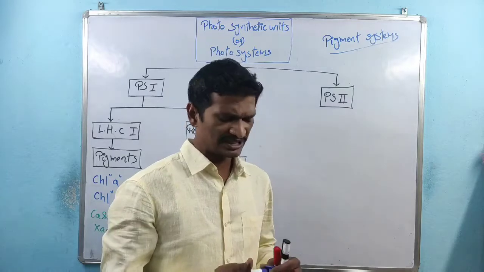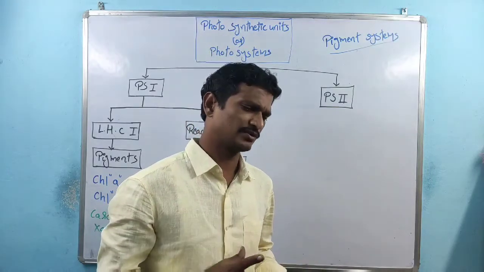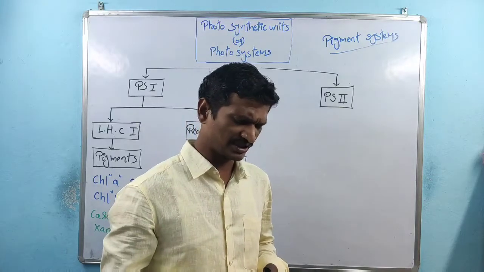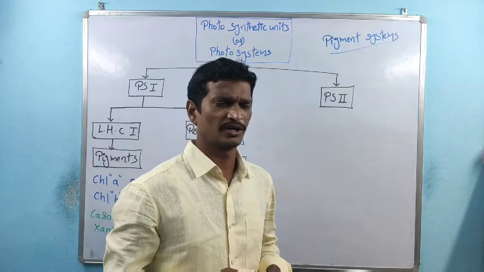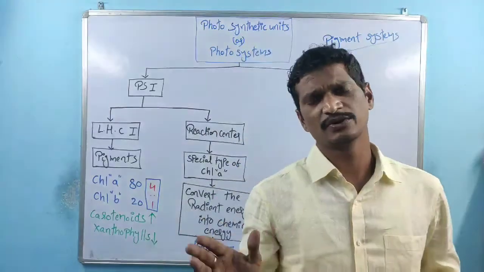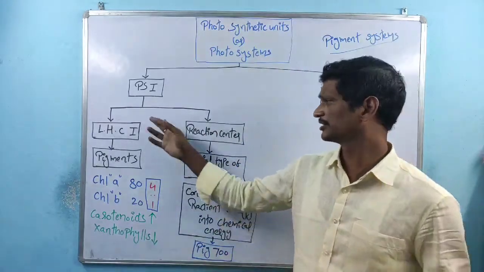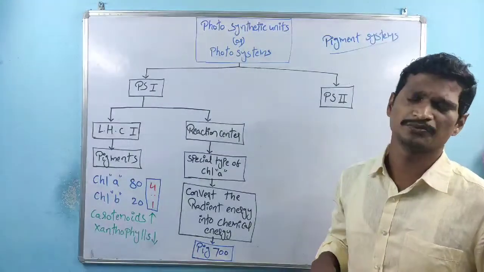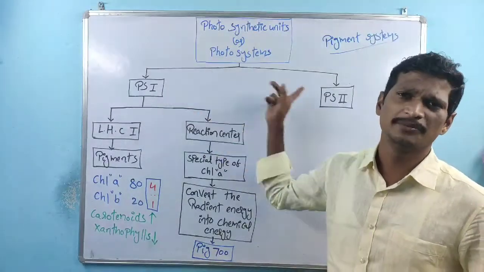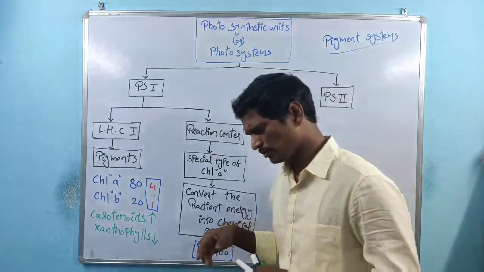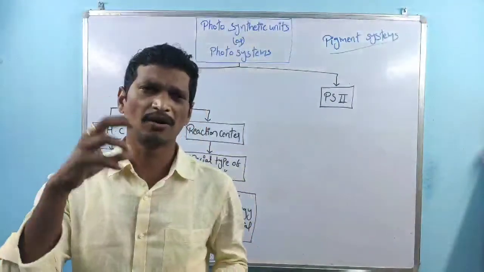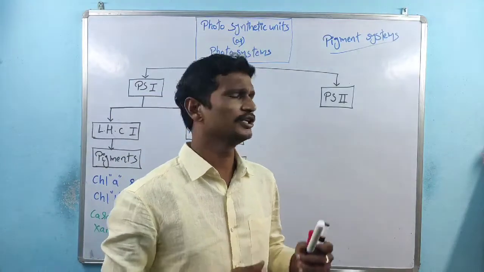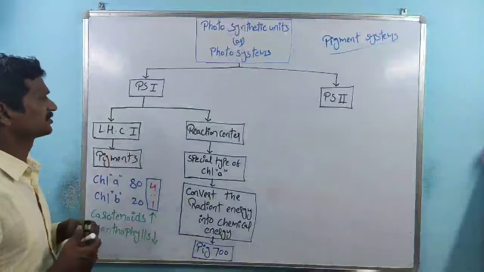When we discussed the chloroplast, we discussed the thylakoid membrane. Within the thylakoid membrane, two types of pigments are there: PS1 pigment and PS2 pigment. This one is called photosystem 1, the other is photosystem 2. Today we are going to discuss the components present in PS1 and the components present in PS2. The very first one is PS1.